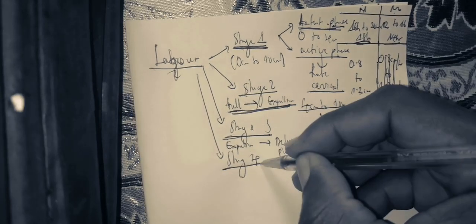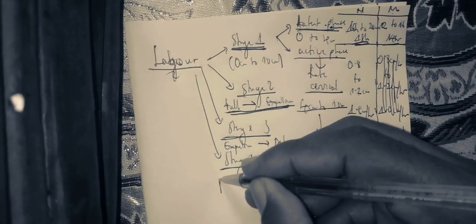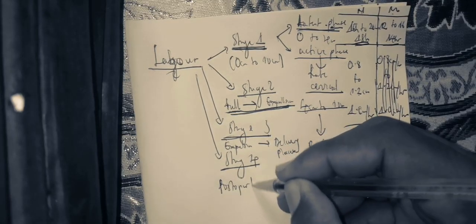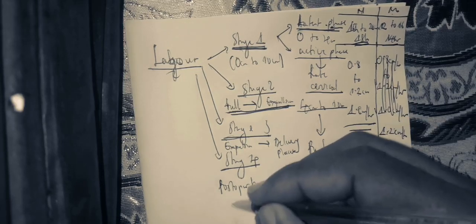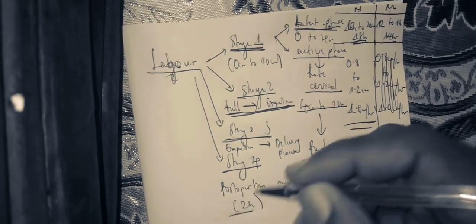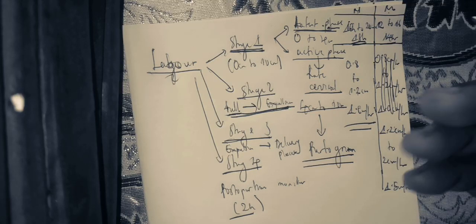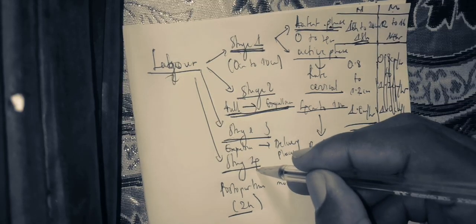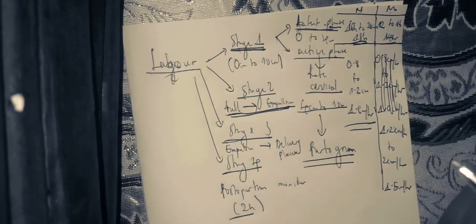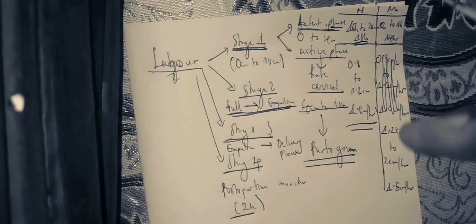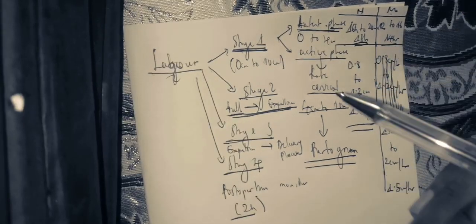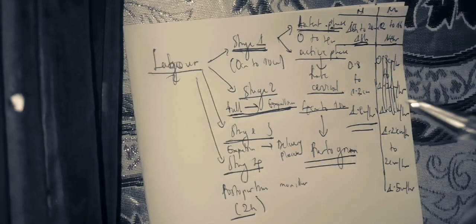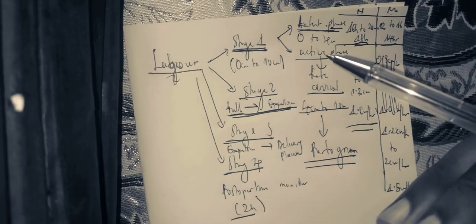And then stage 4 is going to be the postpartum monitoring. Is it clear? It is for 2 hours. When you have the 2 hours postpartum monitoring, it is stage 4. We are going to speak about all of that. So we are going to start now by visualizing the management of each stage of labor and what are the things that you are supposed to do in each stage of labor. Thank you.